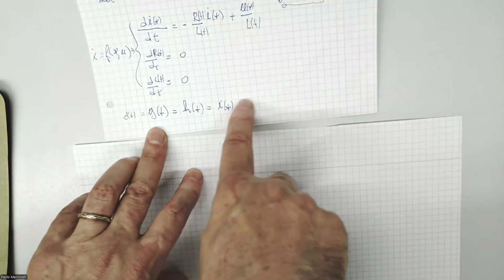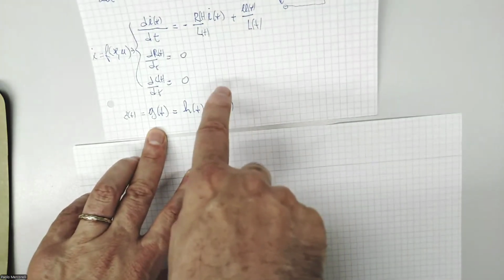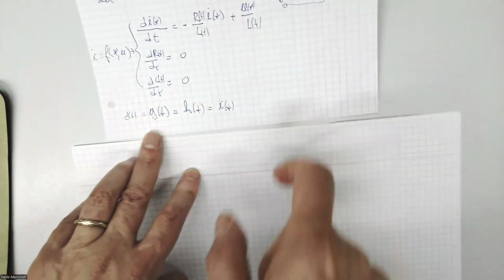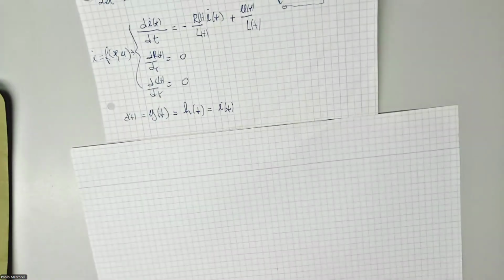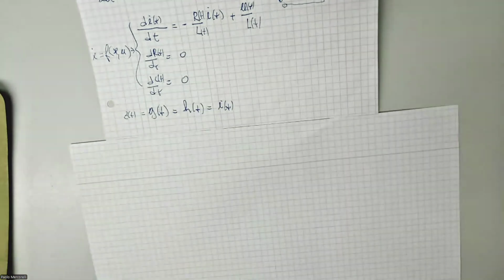This expression here can also be written as a matrix C, which equals 1, 0, 0, a matrix in a row, which multiplies the column current, R and L. Easy. It's not so difficult.